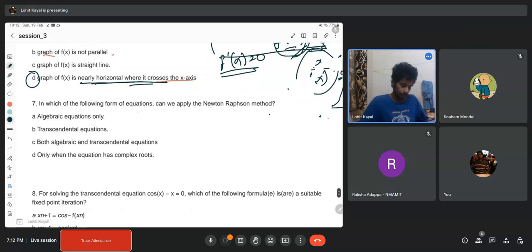Now, to which of the following forms of equation can you apply the Newton-Raphson technique? Option A is the algebraic equation only. Option B is the transcendental equation. Option C is both of them, and option D is none of those.